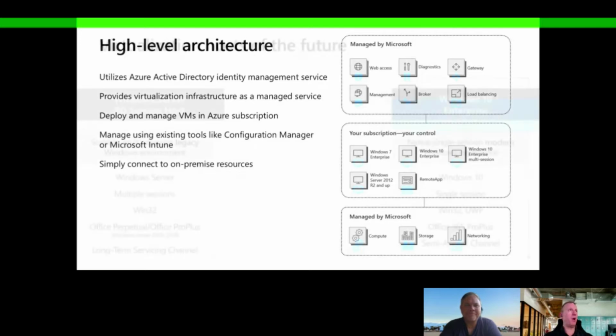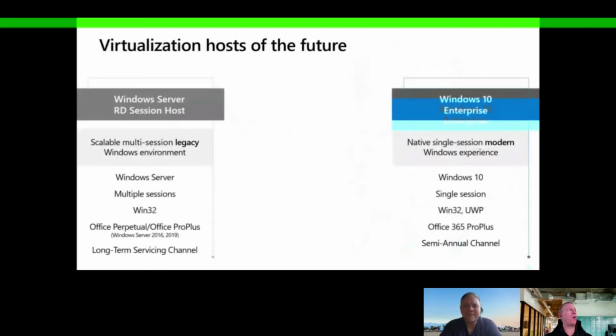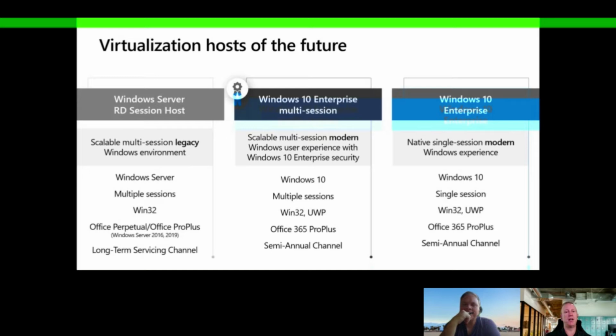So this is the best of both worlds, and this is kind of where we were. If you look back in the day, we had this RDS session host, right? It was Office Perpetual. It was kind of clunky. But we moved over to Windows 10 Enterprise, and we've got Office Pro Plus, semi-annual channel, Win32. But there's one difference with Windows 10. It was only single session, right? So enter multi-session. We get all that great experience that we have with Windows 10, but we get the multi-session capability, and we maintain Office 365 Pro Plus in the way that we manage and do updates, right? So it's the same thing that our customers are used to.